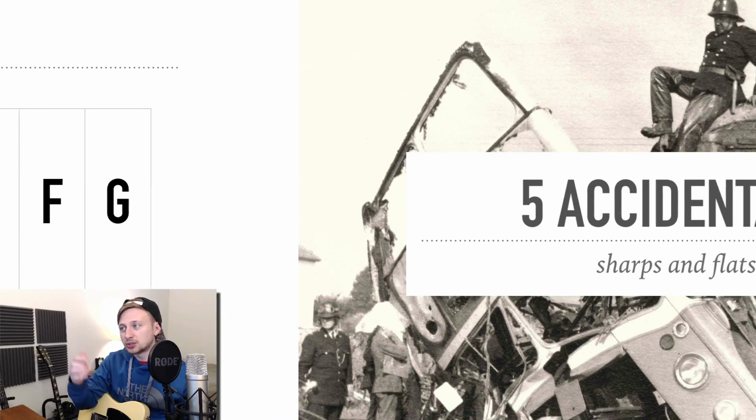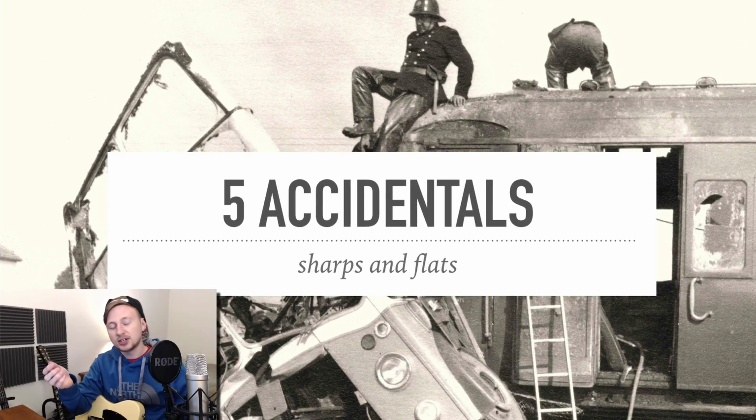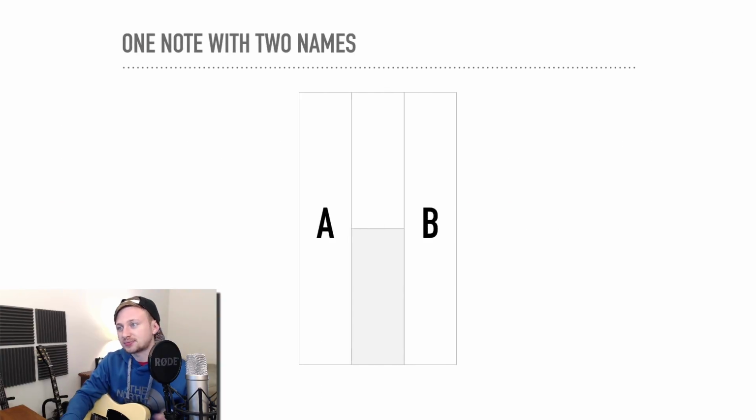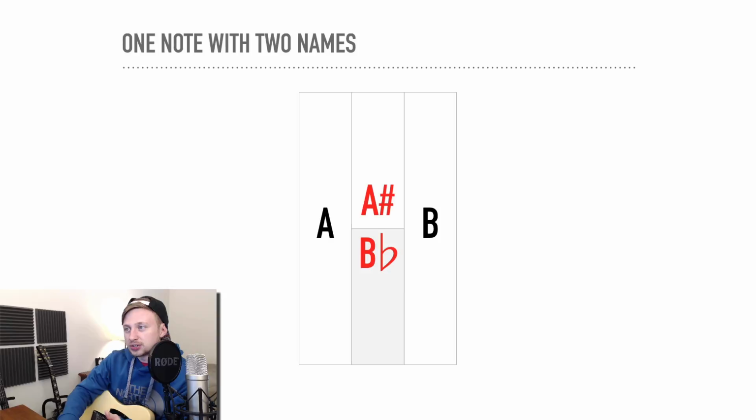Okay, but of course we have our 5 accidentals, and these also need names. We're going to name these using some very classic musician jargon, these things called sharps and flats. Here's how this works. Between A and B, those are our 2 natural notes, there's one note, and it's an accidental. But this one note has 2 different names. You could call this note A sharp, or you could call this note B flat. It just depends on the musical situation.